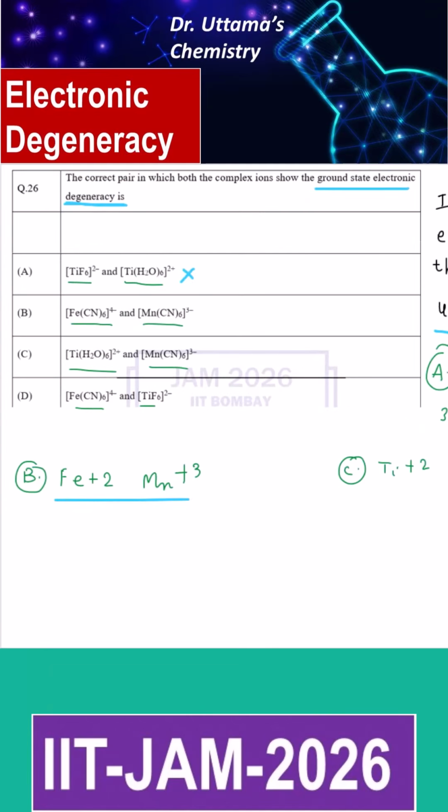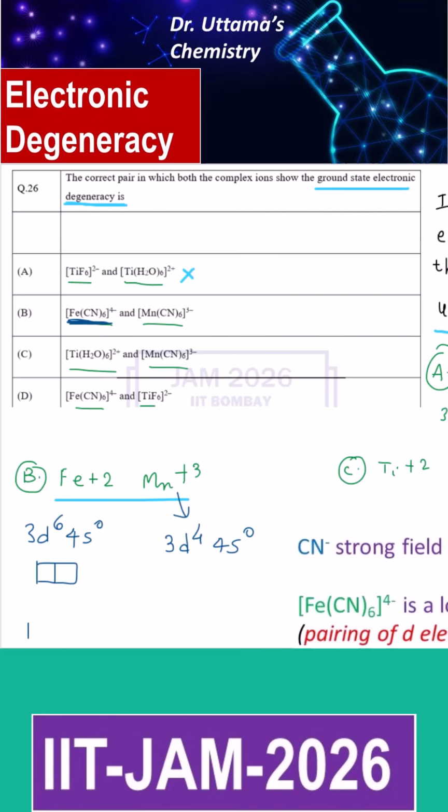Now for Fe+2, in the +2 oxidation state, it will be 3d6 4s0, right? In the +3 oxidation state, manganese will be 3d4 4s0. Now in option B, you can see that iron is linked to CN, cyano, which is a very strong field ligand. So when we arrange these electrons in the t2g and eg orbitals, in case of [Fe(CN)6], these will be low spin complex. All the 6 electrons will be accommodated in the t2g orbital itself and eg will be empty. t2g is completely filled, so there is no question of degeneracy in [Fe(CN)6]4-.